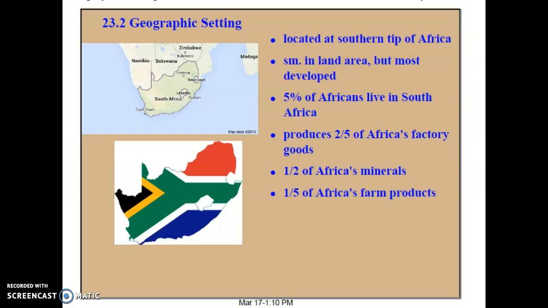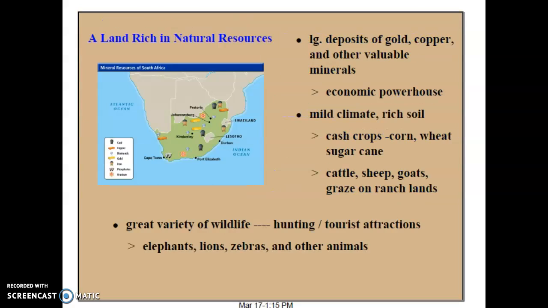So first of all, South Africa is located at the southern tip of Africa, right in here. Compared with many African countries, it is small in land, but it is the most developed African country. Only about 5% of Africans actually live in South Africa, yet it produces 2/5 of Africa's factory goods and about half of its minerals. It also produces about 1/5 of the continent's farm products.